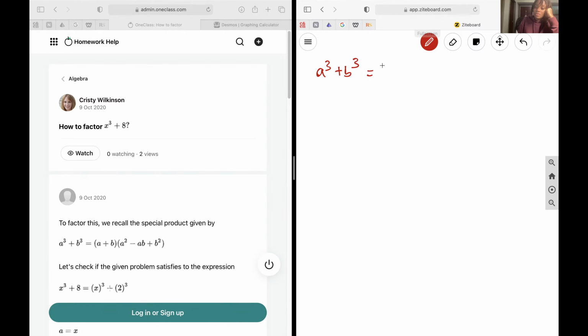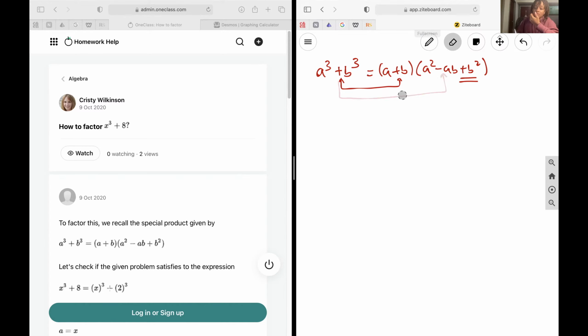So the sum of cubes is going to be a plus b into a squared minus ab plus b squared. So notice plus to plus in the first bracket, but in the second bracket, it'll be a minus. So it's going to be the opposite of the first sign. But then this last plus b squared will always be plus b squared.